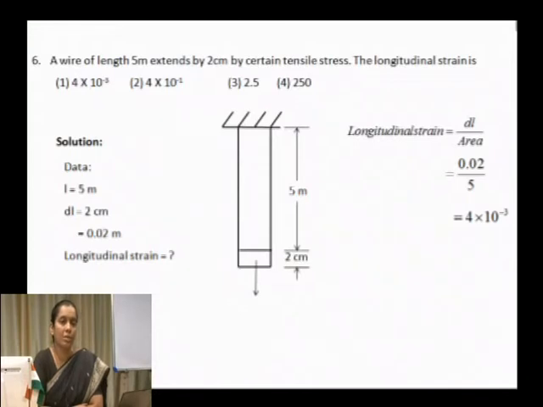Longitudinal strain is dL by original length. Again there is a mistake in the formula, please note down. The longitudinal strain is change in length to original length. So, dL by capital L, that is 0.02 by 5, we will get an answer of 4 into 10 to the power of minus 3. So, option 1 is the right answer.